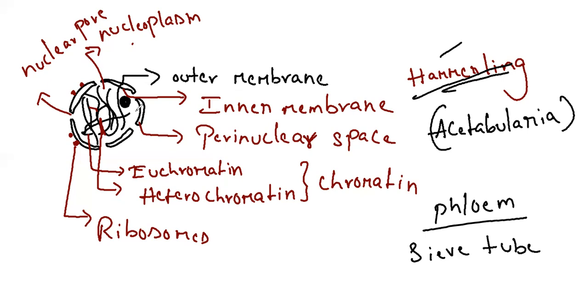The outer membrane is connected with the endoplasmic reticulum at several places, and ribosomes are also found there. You can see the ribosomes here. The nuclear membrane has pores, which we call the nuclear pore complex, around 300 to 1000 angstroms. There is a protein called the annulus which guards the nuclear pore. So pore plus annulus, we call the nuclear pore complex.